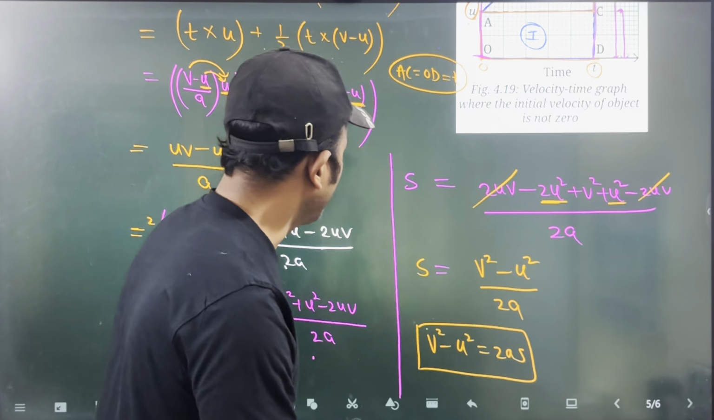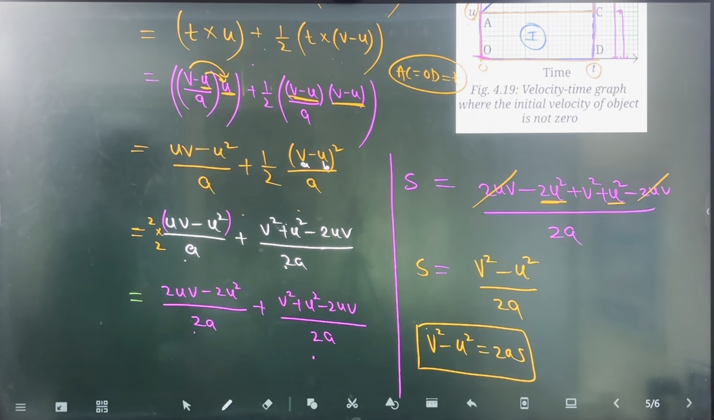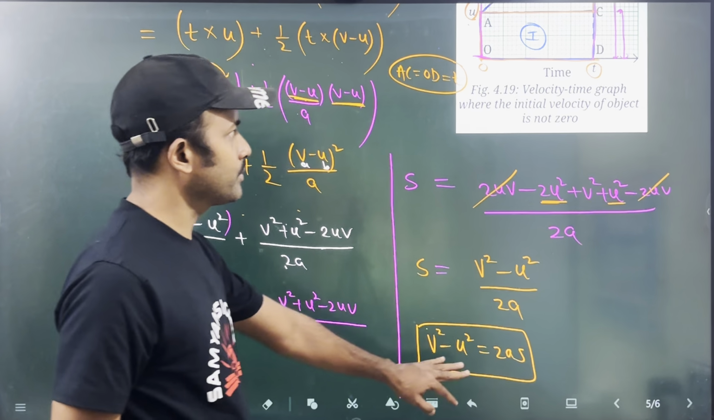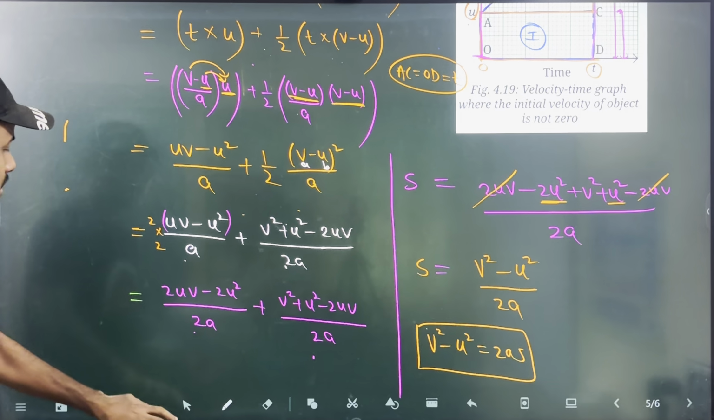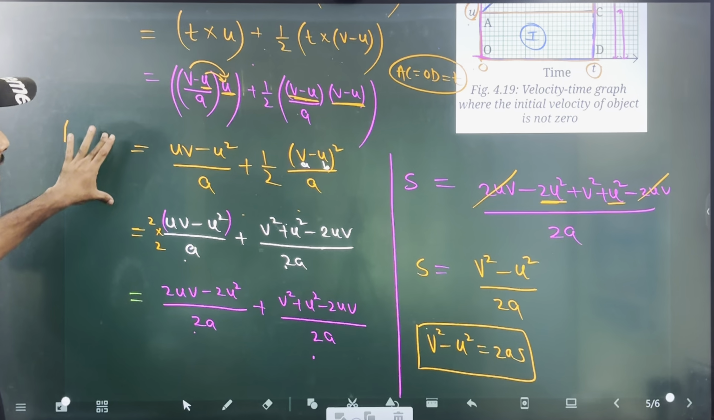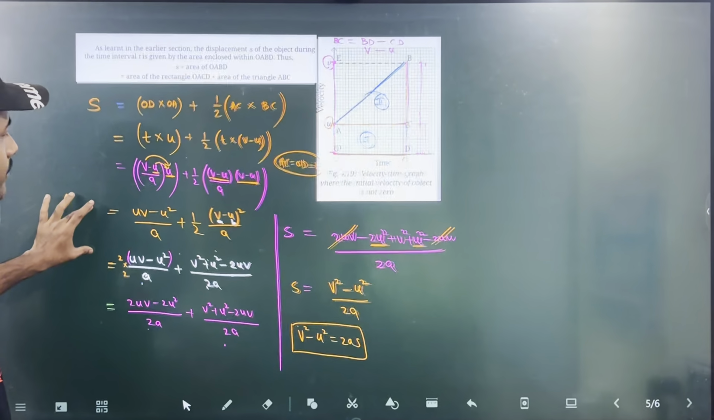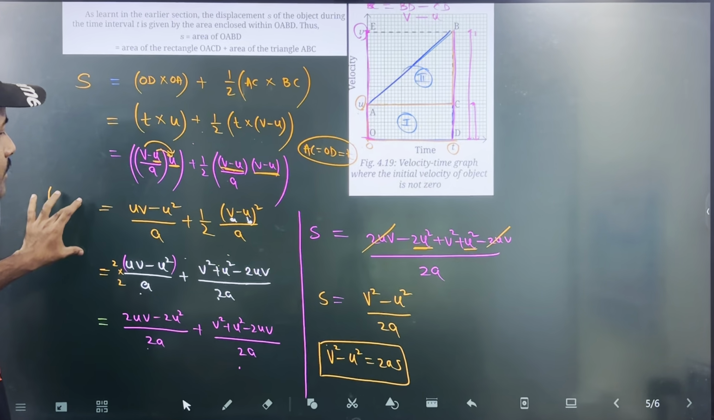So to get the second equation of motion, just replace the term v minus u with t. From this graph we can get the third equation of motion, that is v square minus u square equal to 2as.